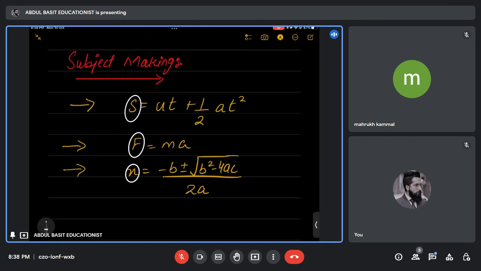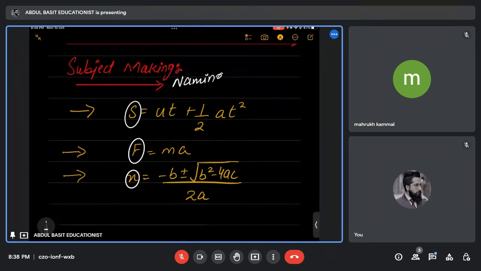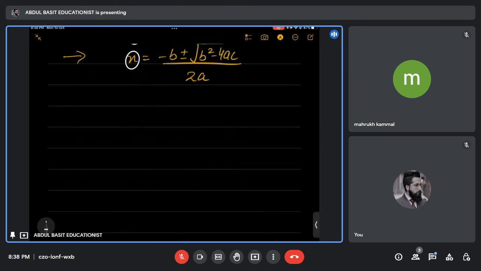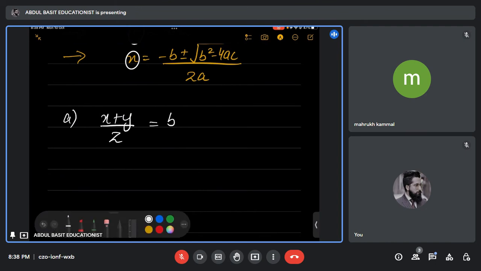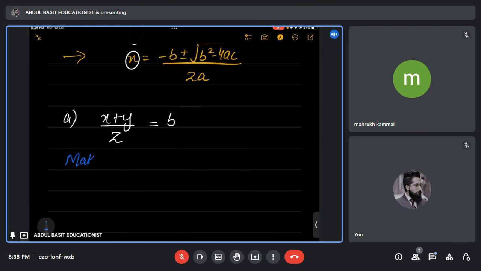It's naming something. Like for example, in Cambridge examinations you can get different kinds of questions, like they can say that x plus y divided by z is equals to b, and they give you a question like this: make x the subject, make x the subject. It means that we have to make x alone.